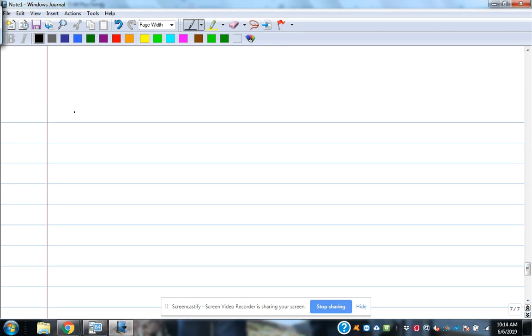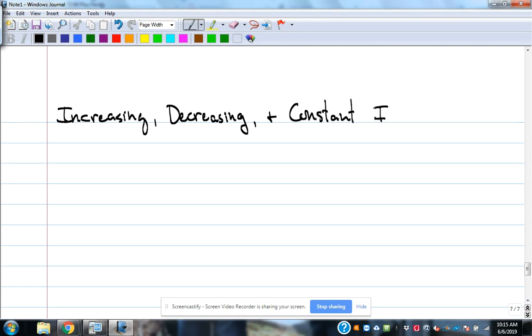And it's increasing, decreasing, and constant intervals. All right, so increasing, decreasing, and constant intervals.